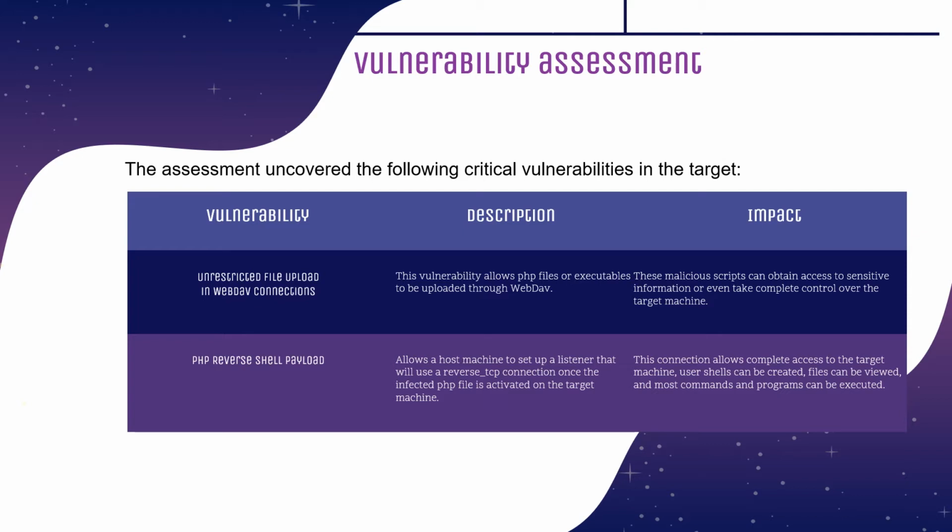The last vulnerability I discovered was the PHP Reverse Shell payload, which allows a host machine to set up a listener that will use a reverse TCP connection once the infected PHP file is activated on the target machine. The impact is that this connection allows complete access to the target machine. User shells can be created, files can be viewed, and most commands and programs can be executed. So this is definitely the most critical vulnerability found in my analysis.